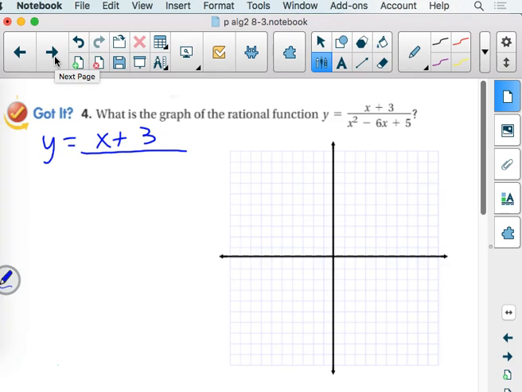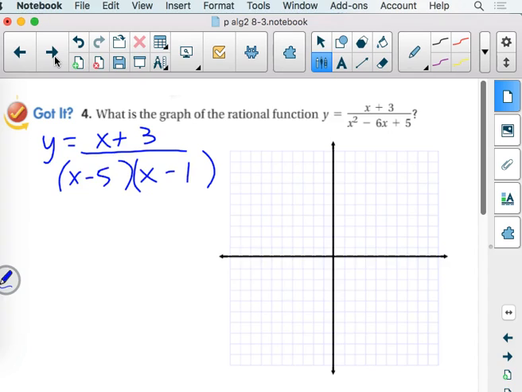Yeah. All right. X squared minus 6x plus 5. So that's factorable? That's a maybe, isn't it? All righty. Can you think of 2 numbers that multiply to 5 and add to -6? -5 and -1?